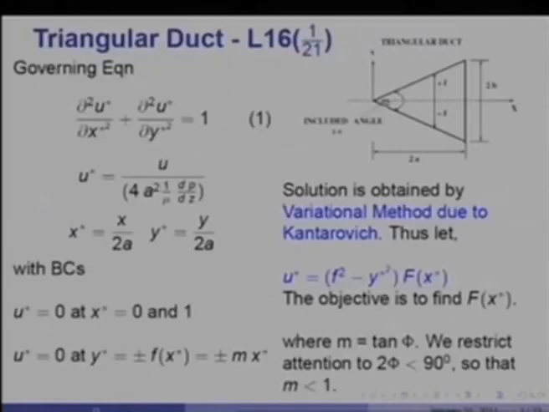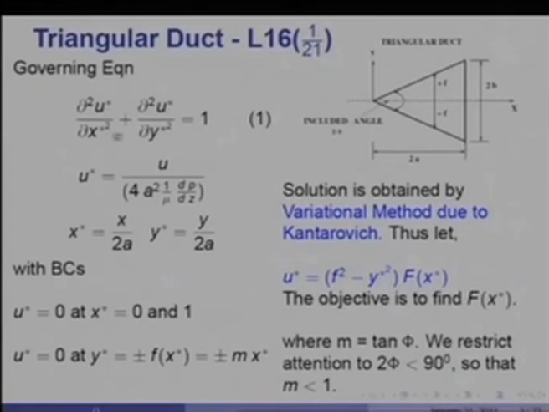The figure shows here a triangular duct of base 2b and height 2a with an included apex angle 2 phi. Governing equation would be d2u/dx square plus d2u/dy square equal to 1 over mu dp/dz, which I can non-dimensionalize in this manner: u star equal to u divided by 4a square times 1 over mu dp/dz, and x star equal to x divided by 2a and y star equal to y over 2a. X is measured from the apex and so is the y. So, the origin is the apex of the triangle.